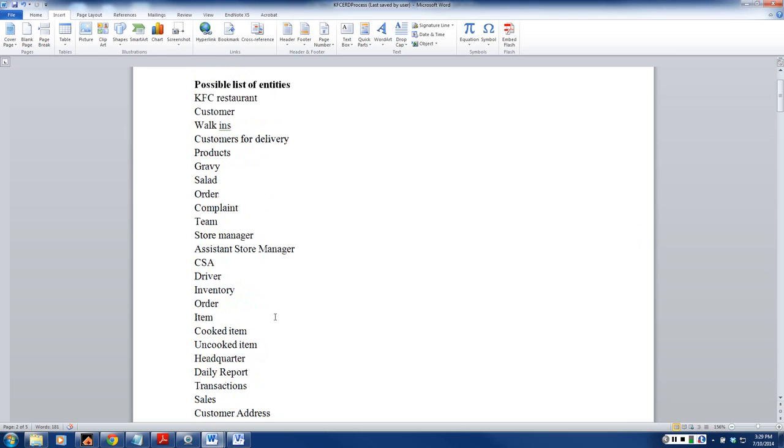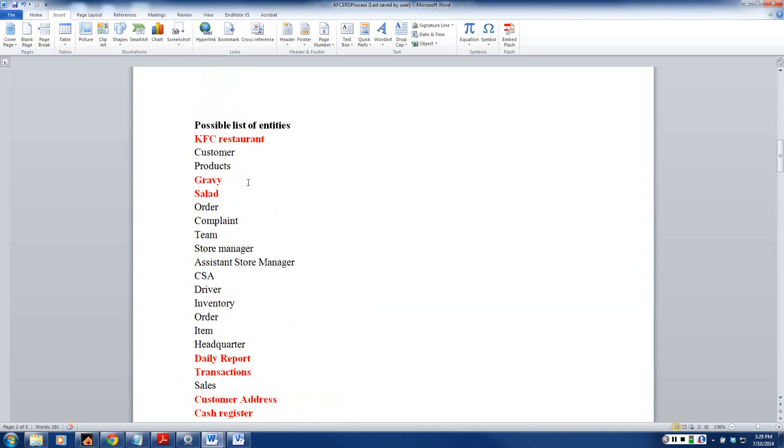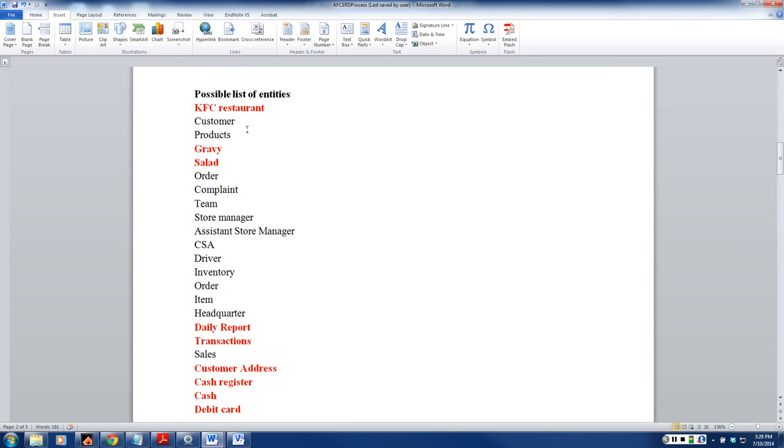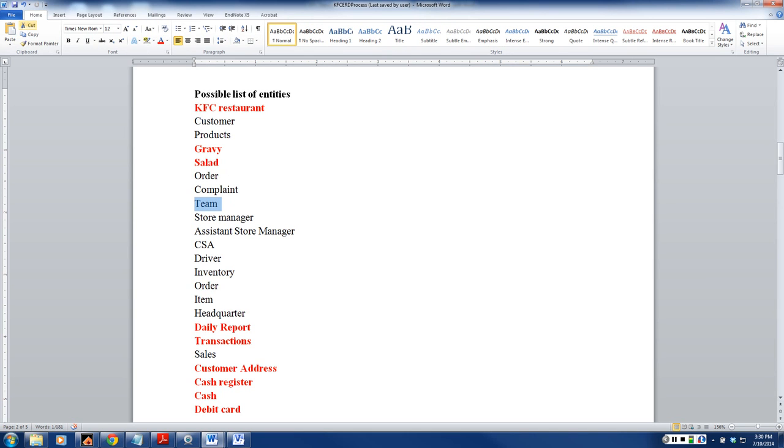So as you can see, the list is pretty long, and definitely some of them would have to be excluded, and we can do one at a time. We can exclude these. We have no reason to model KFC restaurant because we are trying to model only one restaurant and see what are the main concepts within that KFC restaurants. We don't need to model gravy and salad because they are a type of products which are being sold. We probably don't need to model team as well because we are talking about individual people here.